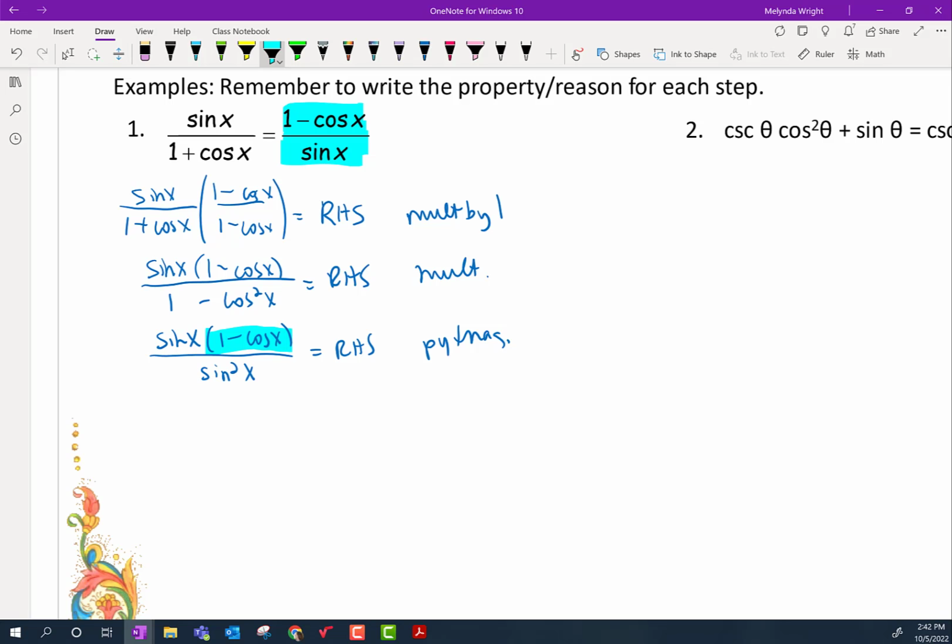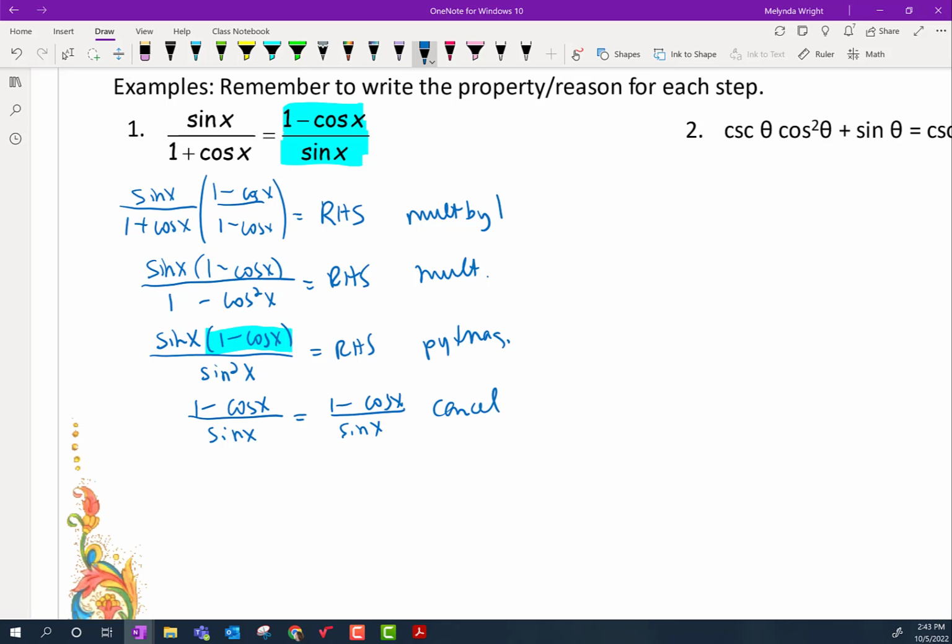So I can cancel one of the sines in the numerator with one of the sines in the denominator. So let's do that. The sine in the numerator is gone, and one of the sines in the denominator is gone. And I have actually arrived where I wanted to, and you can just put RHS. You don't have to copy this over. So we canceled.